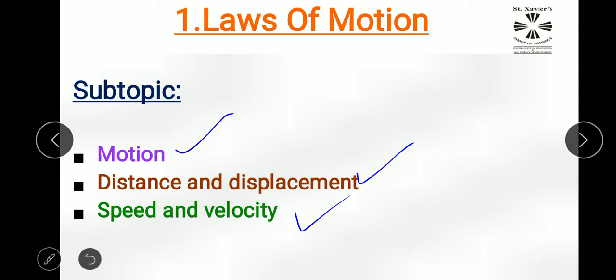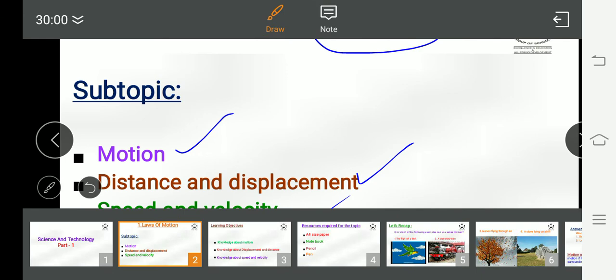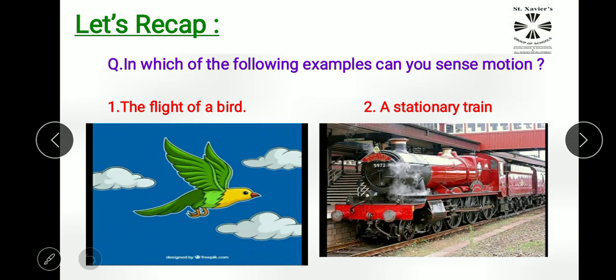When we are talking about laws of motion, first we must know about motion. What is motion? Here I'll explain motion first. Students, these are a few pictures shown on your slide. First is the flight of a bird. Second is a stationary train. In which of the following examples can you sense motion?